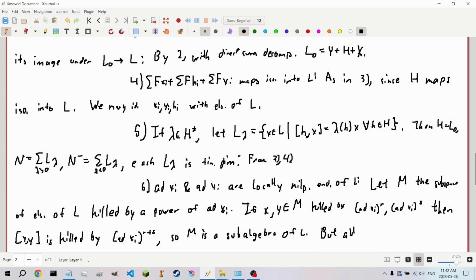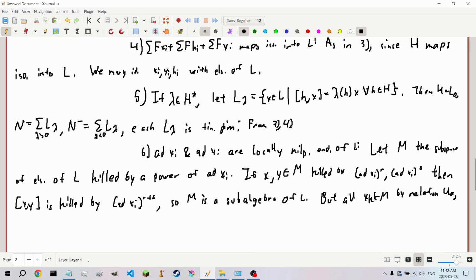But we see that all xk are in M by relation 4 for A, and all yk are in M by relations 2 and 3. As these generate L, M is equal to L.